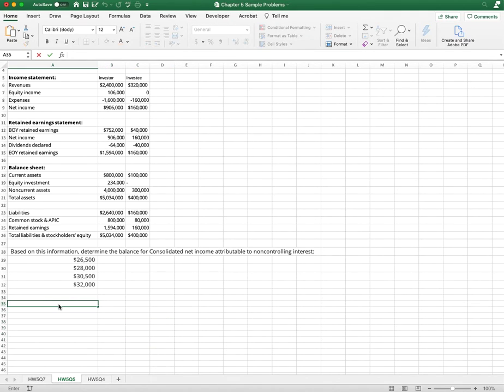And so we can just put the basic formula in here, and then we'll find all the information to fill it in. So we're going to have the percentage of the NCI, and we're going to multiply that by the net income of our subsidiary minus the AAP amortization minus our upstream deferred profits on the intercompany sale.